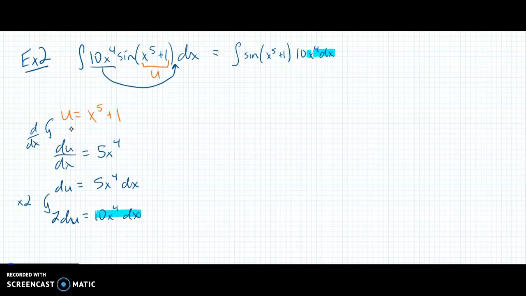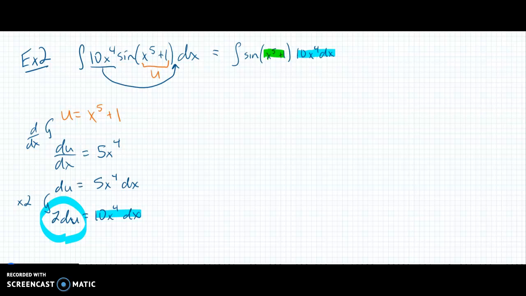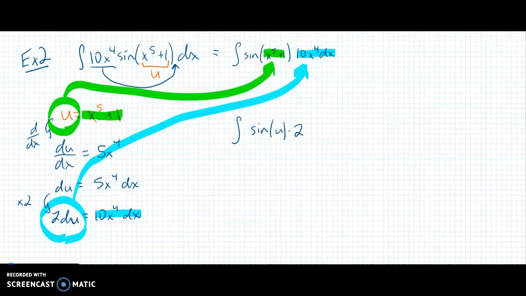And now this piece right here matches this piece right here, so I can replace that with this. And then the other piece that I'm going to replace, this piece right here matches that piece right there, so I can replace it with that. So this is going to slide in there, and then this is going to slide in there. So what's that give me? It gives me the integral of sine of u times 2 du.